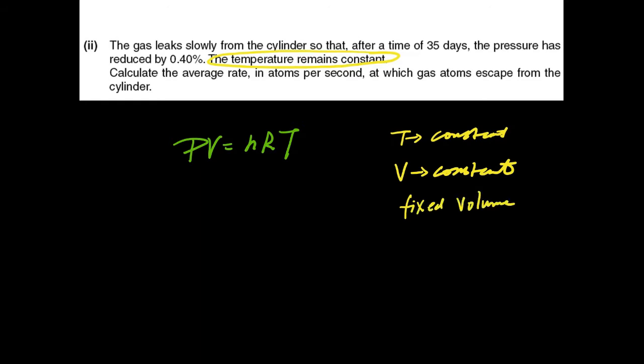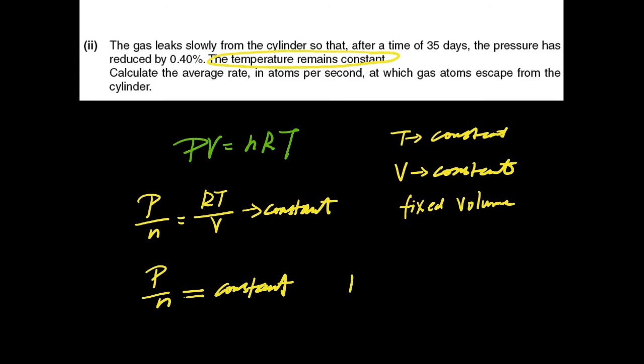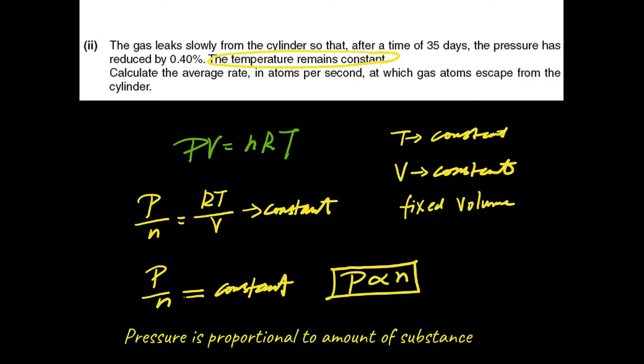As we know, PV equals nRT, and the temperature remains constant, so T is constant. And this is a fixed volume, so volume is constant. So P over n equals RT over V. R is constant, temperature is constant, fixed volume, so P over n is constant. That means pressure is proportional to amount of substance, or mole number.